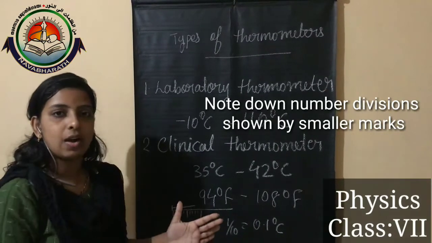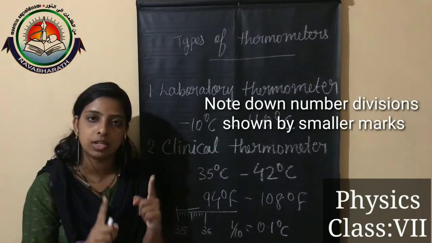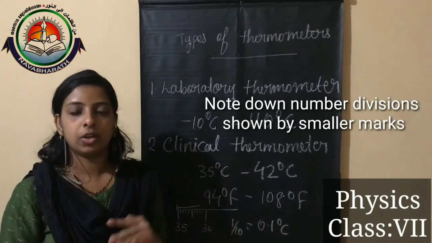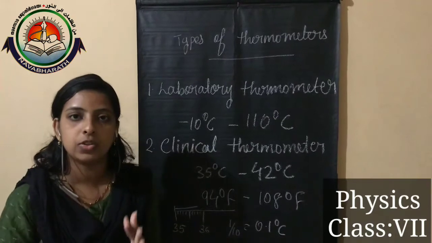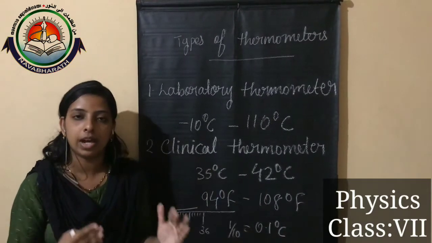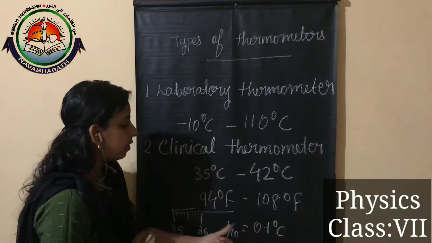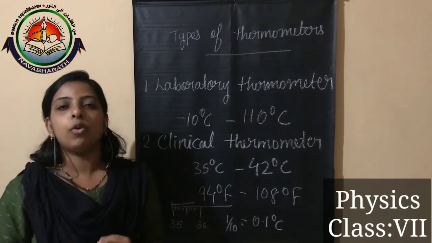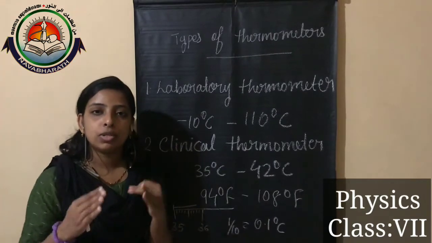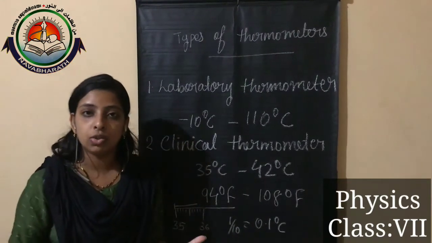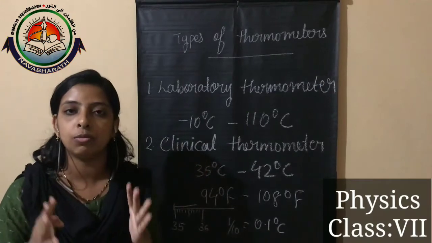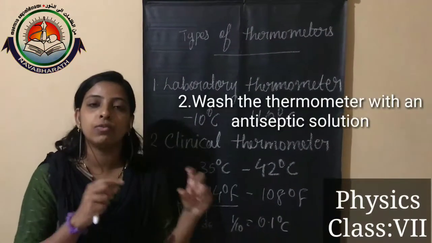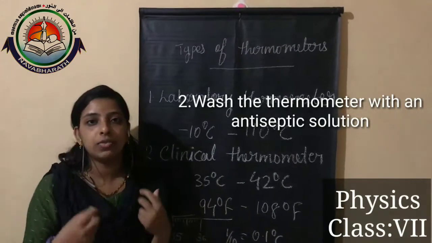So the first point is that we have to consider the difference in the consecutive values on the thermometer, and each small division is 0.1 degree Celsius. The second point is that before using the thermometer, we should wash it with an antiseptic solution, and after washing we should dry it with cotton.